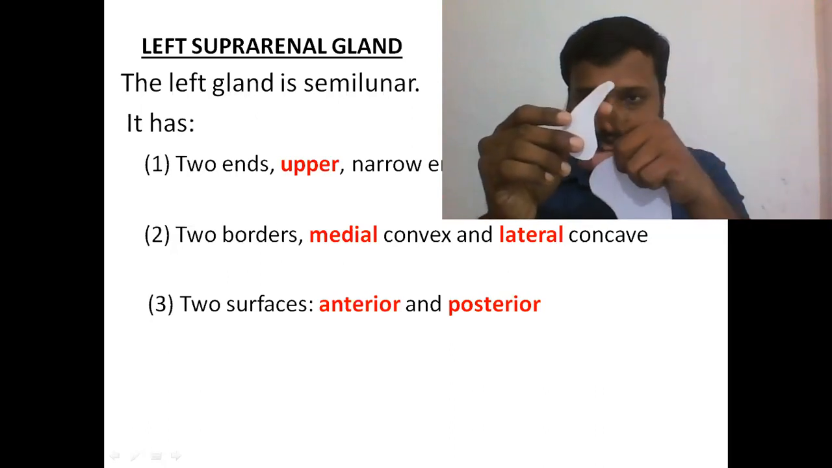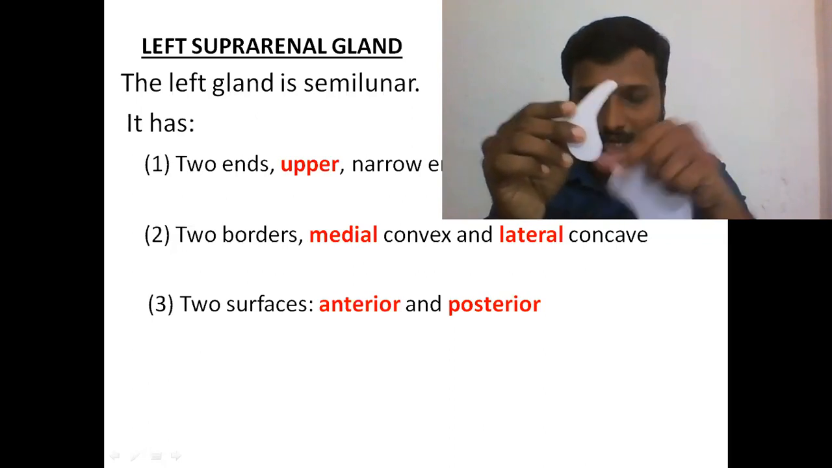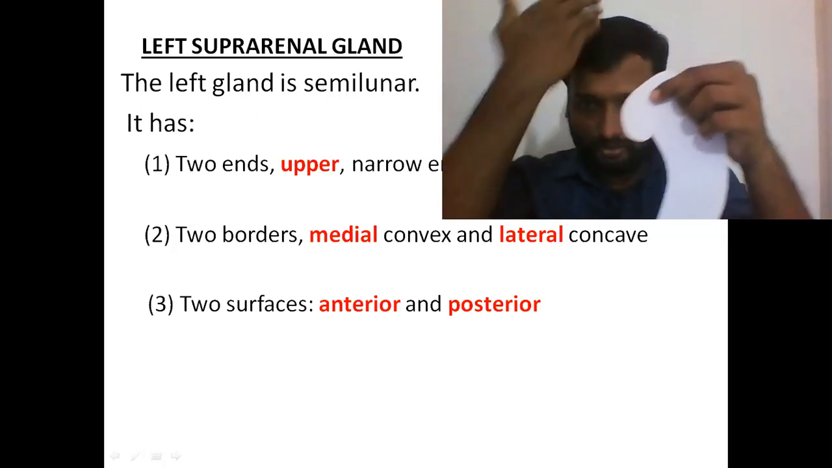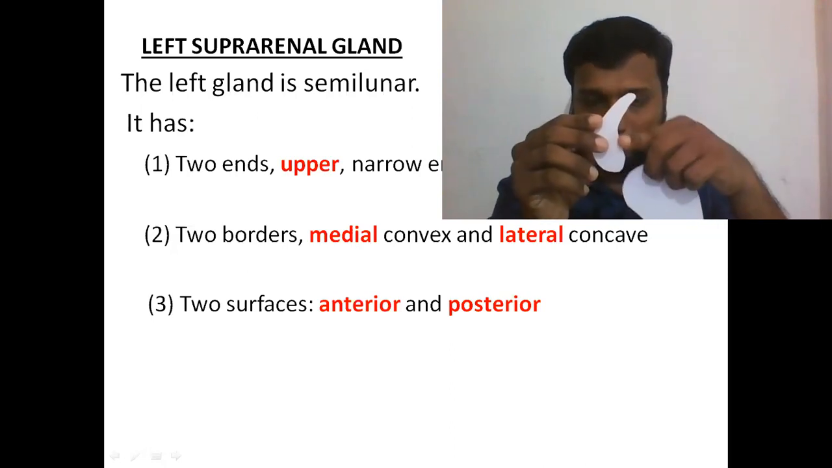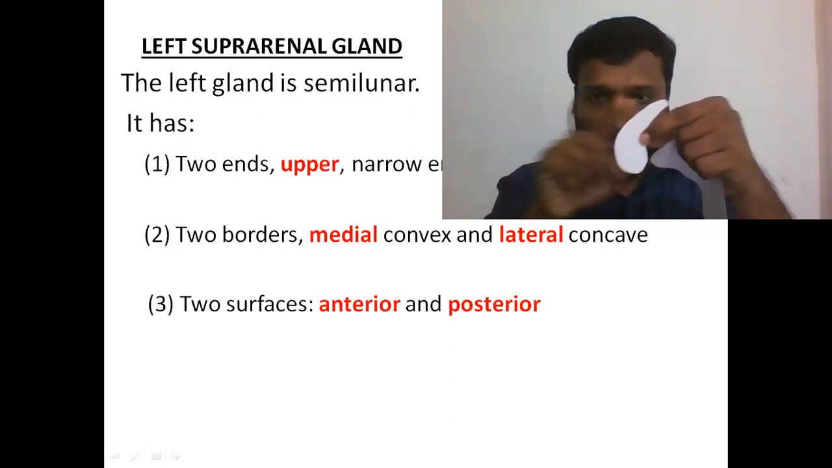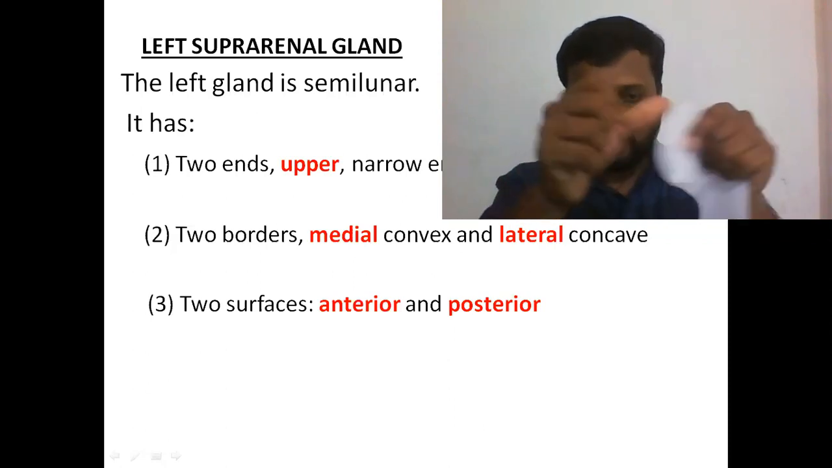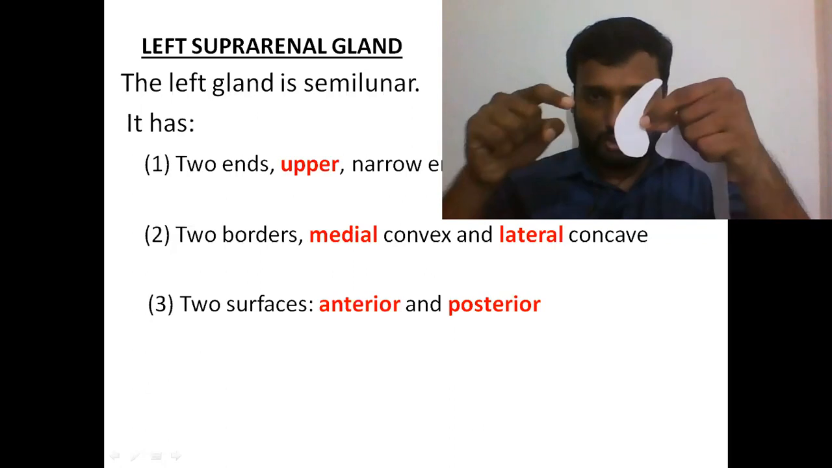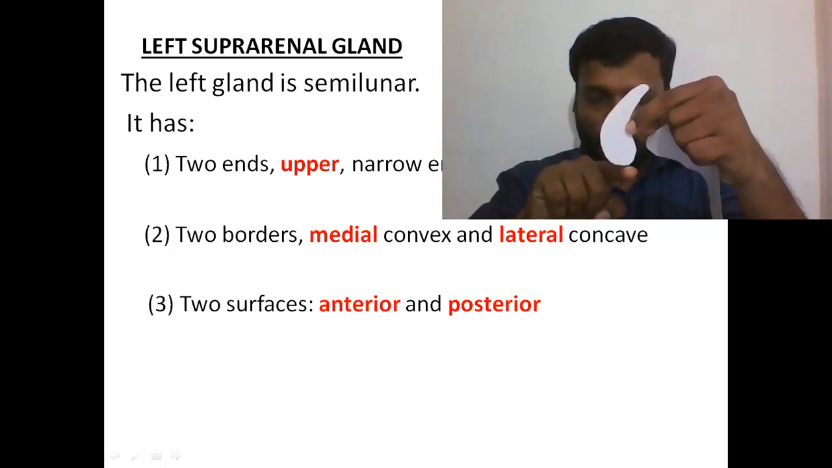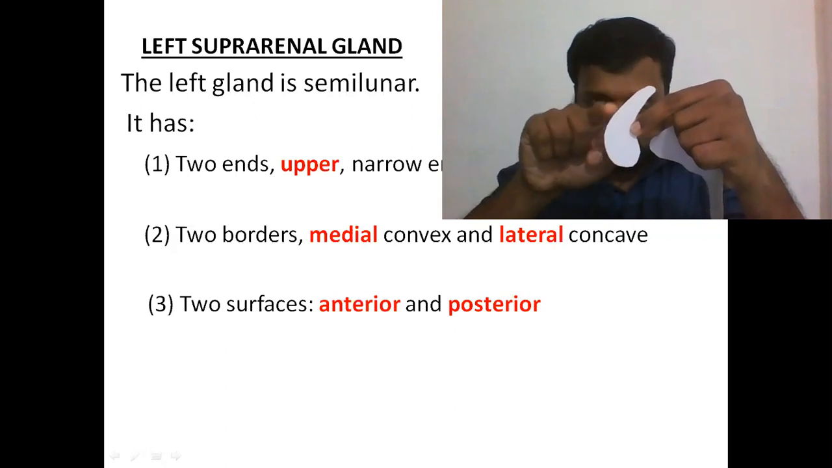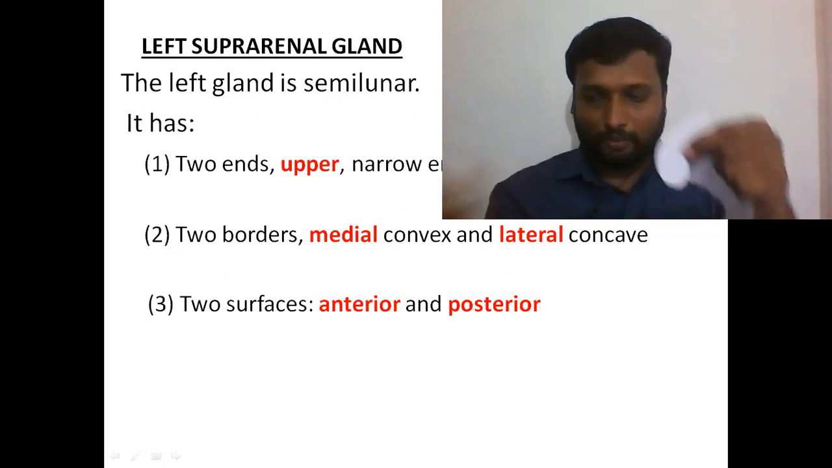Then two borders. Sorry, this is the medial border and this one is the lateral border. See, like this. This is the midline. So this medial border is convex and the lateral border is concave. Then two surfaces, anterior surface and posterior surface. So these are the features. Two ends, upper end which is pointed, lower end which is blunt. Then medial border, lateral border, then two surfaces, anterior surface and posterior surface.